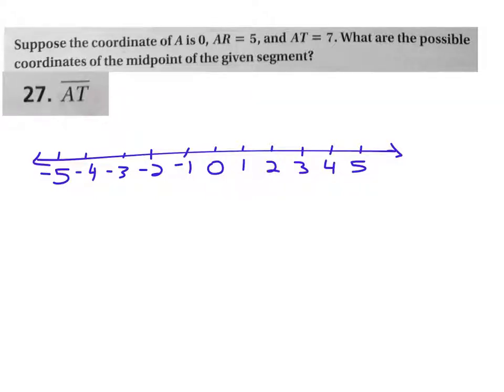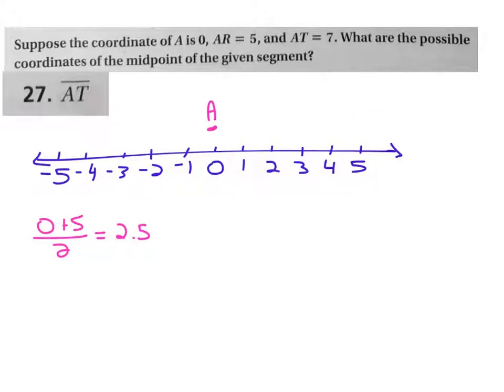So if this is A, I'll put it in a different color. If this was A, you might have R at 5, in which case, what would be the midpoint of it? Well, remember, we're going to add them together and divide by 2. So we would say 0 plus 5 divided by 2 would be 2.5. The midpoint could be 2.5.